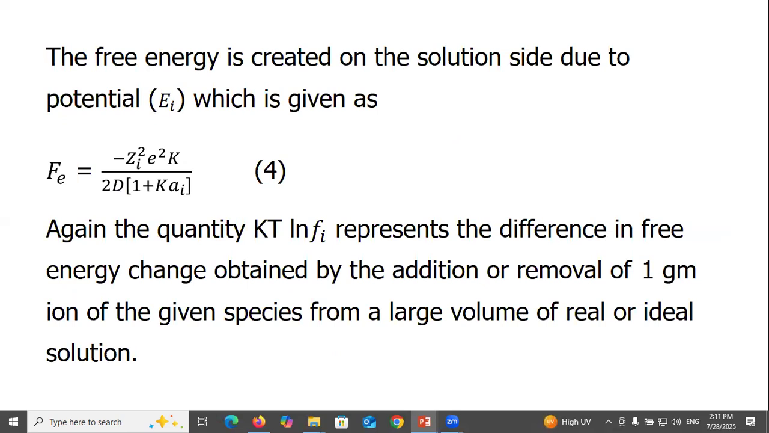The free energy is created on the solution side due to potential Ei, which is given as Fe equals minus zeta i squared e squared K over 2D, 1 plus K ai, equation 4. Again, the quantity kT ln fi represents the difference in free energy change obtained by the addition or removal of 1 gram ion of the given species from a large volume of real or ideal solution.